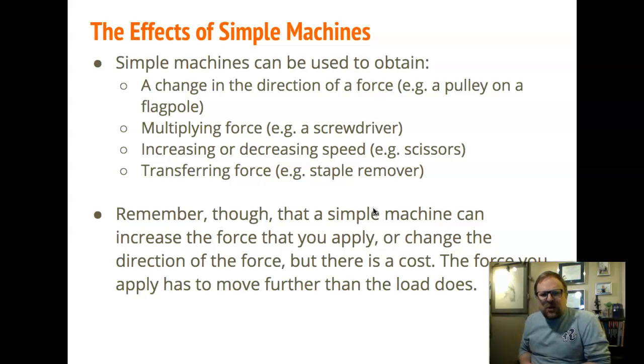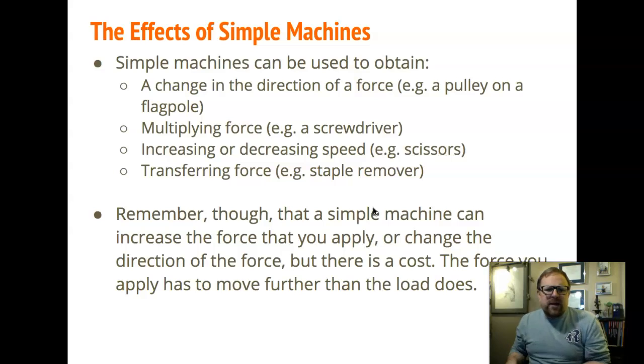Simple machines can be used to do the following. They can change the direction of a force. For example, a pulley on a flagpole. We're changing the direction of the force. I'm pulling down on the rope on my flagpole, and what's happening? The flag is going up. A downward force is being transferred into an upward force.